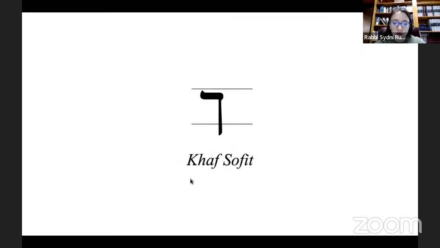Great. Right, so we are going to learn some of these final letters, these sofit letters. This is a chaf sofit. So if you have a notebook or you have index cards, this is a great time to draw. And I would recommend doing 5 of these. It looks like a really long daled, which is quite annoying because it gets confusing. So the top line is going to look like that. The bottom line is going to go under.